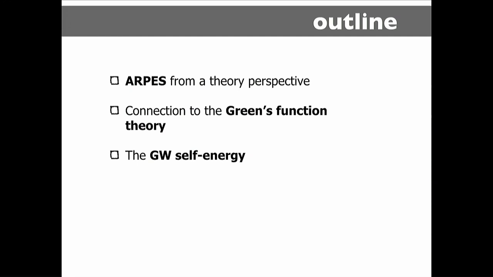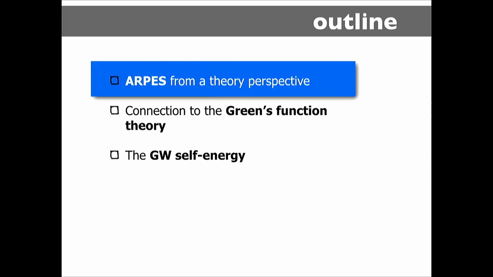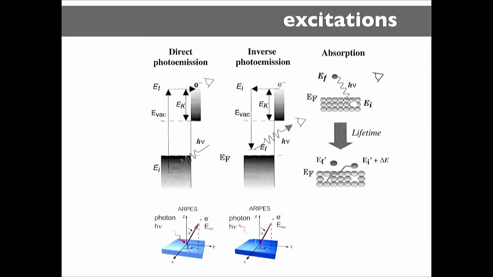simplest, if you want, still meaningful and not toy model-like approximation to a self-energy, and probably the most popular, is the GW method. So this is pretty much the menu of this talk. So let's start from ARPES.